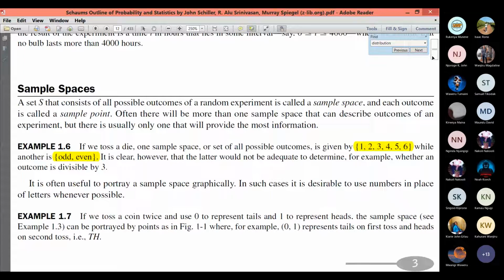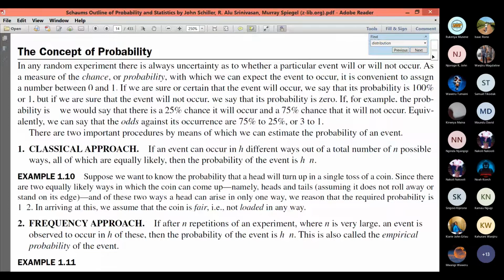That's basically the difference. Finite means you can count. Infinite means you cannot count. Am I answering your question?